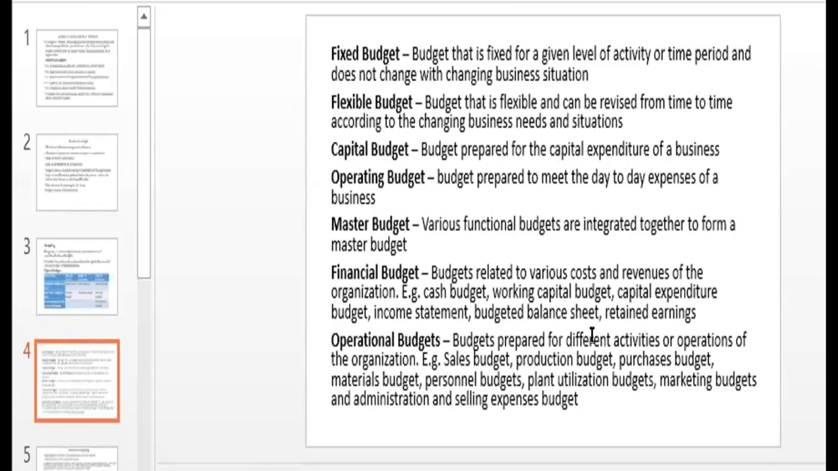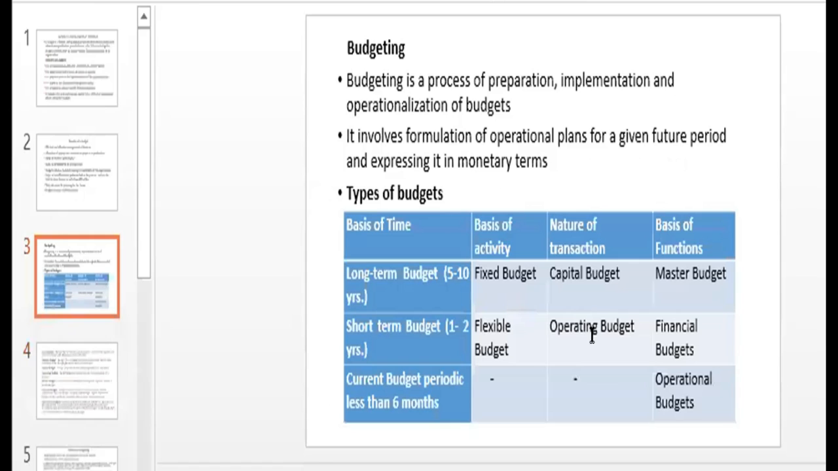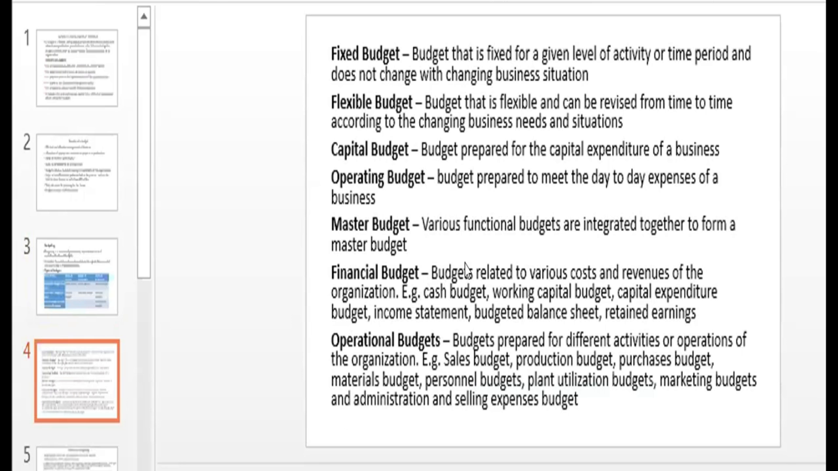Then we have master budget. These are various functional budgets which are integrated together to form a master budget. So a master budget is a combination of various functional budgets. So it's a giant budget, and we have seen it's long-term in nature, because it's the one that is broken down into these other smaller budgets.